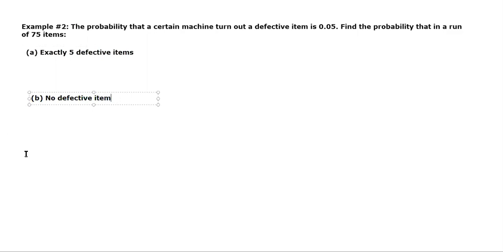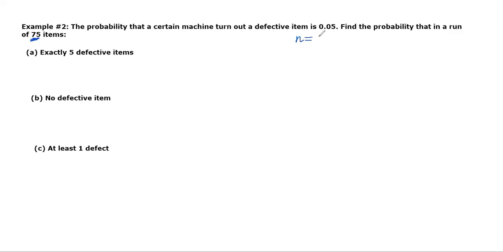Okay, C, at least 1 defective. All right, so now let's take a look here. In here, let's see how do we do it. We said the probability of a machine turning out a defect is 0.05, and find the probability in a run of 75 items. So my number of trials is fixed.